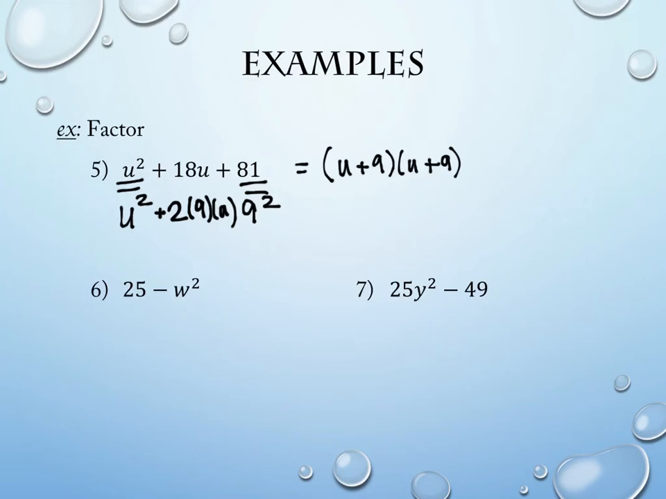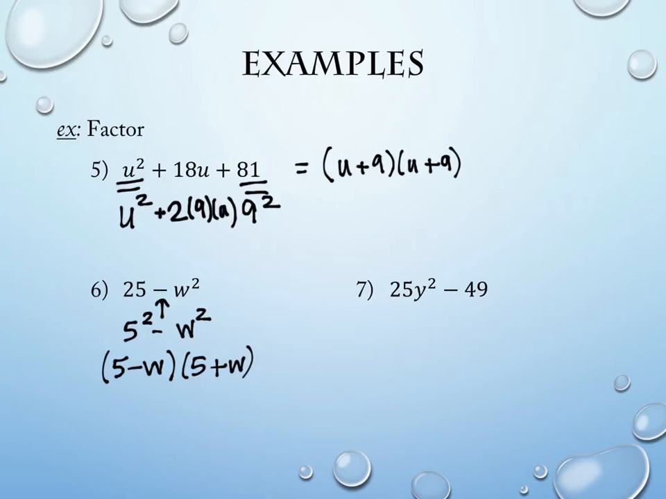Number 6 doesn't have an AC method. You could use trial and error if you wish, but the trial and error is going to lead you right back into difference of squares. It's a difference. Difference means subtraction of two things that are being squared. This is one of those where the name is exactly what it should be. It's a difference of squares. Well, what's being squared? The first one's 5 that's being squared. The second one is the W that's being squared. Everybody with me? Therefore, it factors as 5 minus W, 5 plus W.